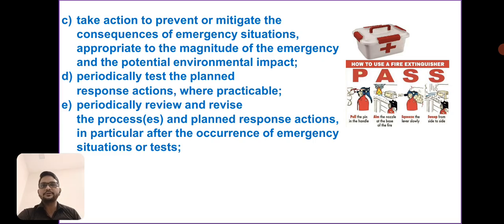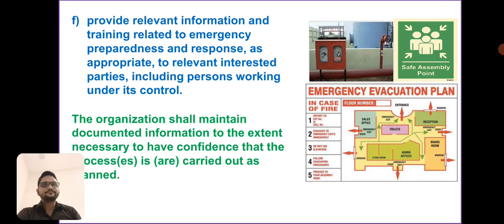Means we need to review, we need to test periodically, and we need to take actions to prevent and mitigate the consequences of emergency. Now, next is to provide relevant information and training related to emergency preparedness and response. Like we need to maintain documented information to the extent necessary to have confidence that the processes are carried out as planned. Means we need to maintain documented information, like a manual or procedure related to the emergency response plan.